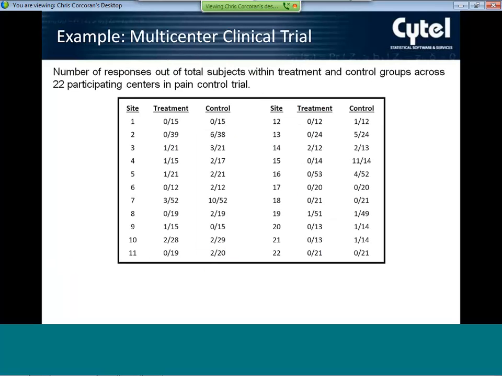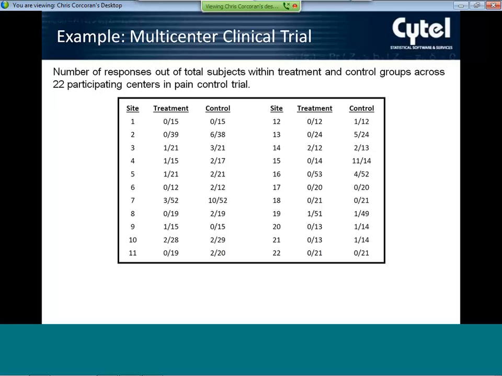Now, the next data set is from a multi-center clinical trial. This was a trial for a drug that was developed to treat pain. And so this is a fairly typical setup in terms of multi-site trials. You can see that within each site there were a certain number of treated patients, a certain number of patients who were given placebo, and then we have recorded here the number of patients within each group for each site who actually experienced pain.